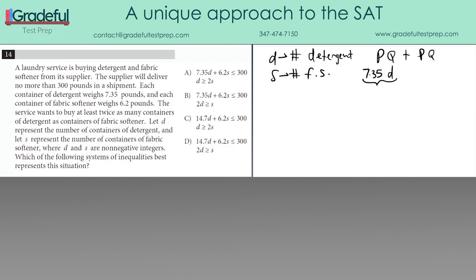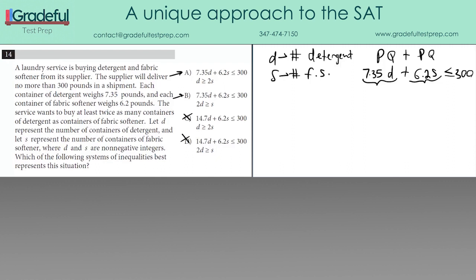of pounds of detergent. And we have 6.2 for the fabric softener multiplied by the number of containers of fabric softener, so 6.2S, that's the PQ statement for the fabric softener. And the question tells us that the number of pounds is no more than 300. So all of this has to be no more than 300. It could be equal to 300, or it could be less than 300. So already we know the answer has to be A or B.